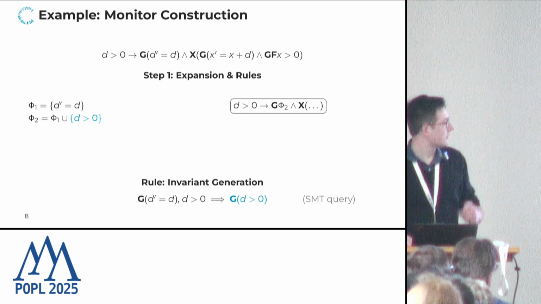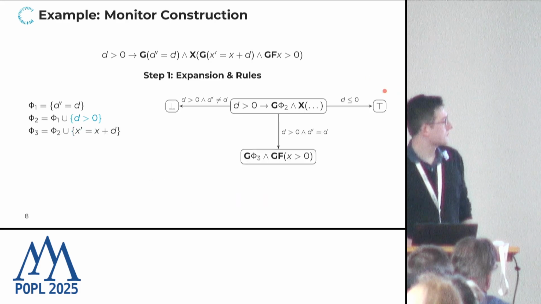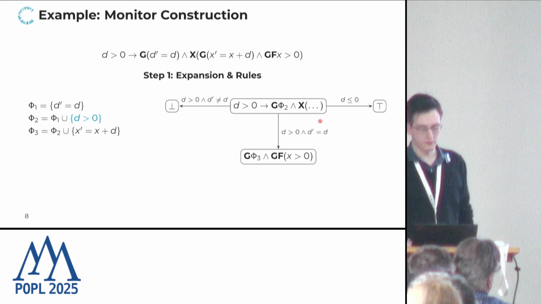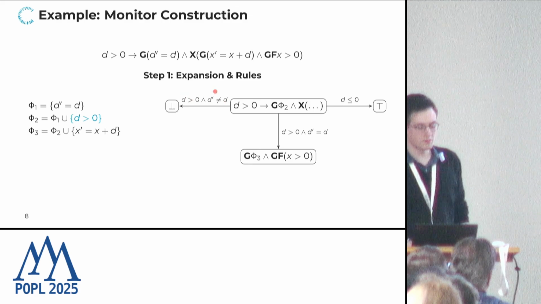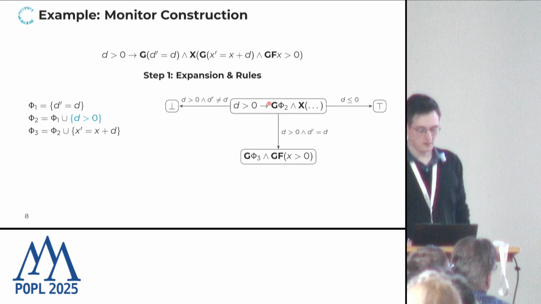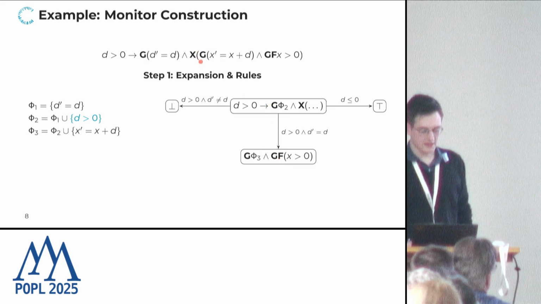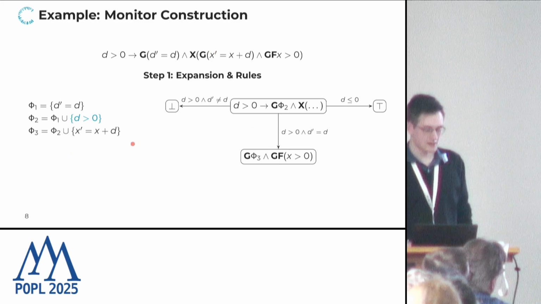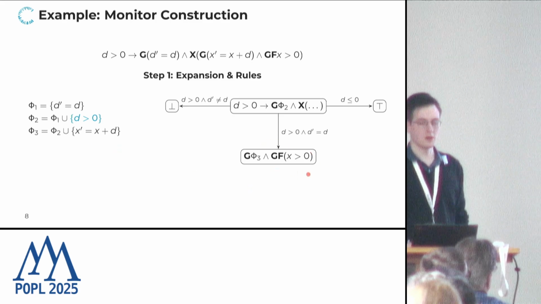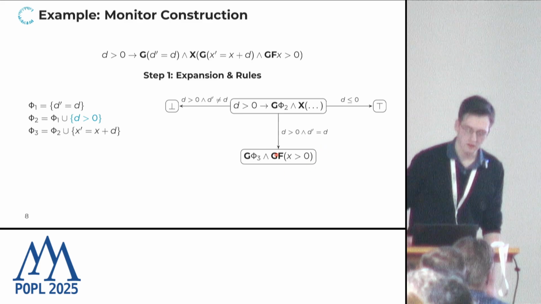Okay, then we can compute the next state, right? What happens after one step? For example, if d is smaller or equal than 0, then this whole formula becomes true. If it's greater than 0, but we don't keep it the same, the formula becomes false. And otherwise, the second part here becomes relevant. So we add x prime equals x plus d. We add this to the things that have to always hold. And now, infinitely often, x should be greater than 0.